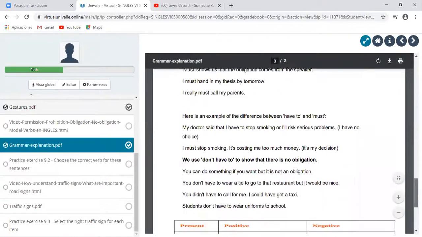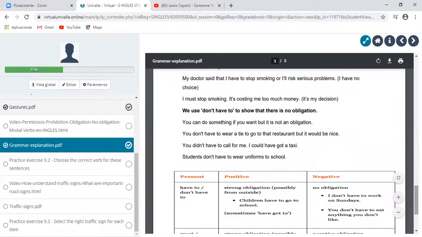And here, in this particular case, we use don't have to show that there is no obligation. You can do something if you want, but it's not an obligation. You don't have to wear a tie to go to the restaurant, but it would be nice. You didn't have to call for me. I could have got a taxi. Students don't have to wear uniform to school.